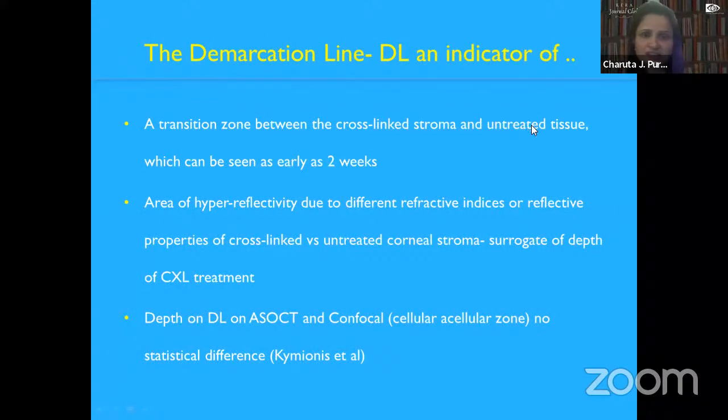Another caveat is the demarcation line, which is an indicator of the transition between a cross-linked stroma and untreated tissue. This can be seen at 2 weeks, and actually the hyperreflectivity is due to the difference in the refractive indexes of cross-linked versus the untreated stroma, which probably tells us the depth of the treatment. This has also been shown to be true on anterior segment OCT and confocal microscopy levels of the demarcation line, which showed no statistical difference.